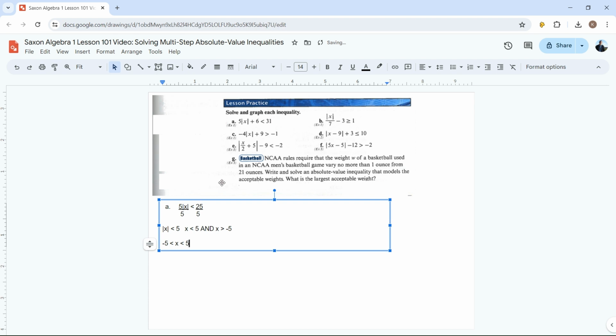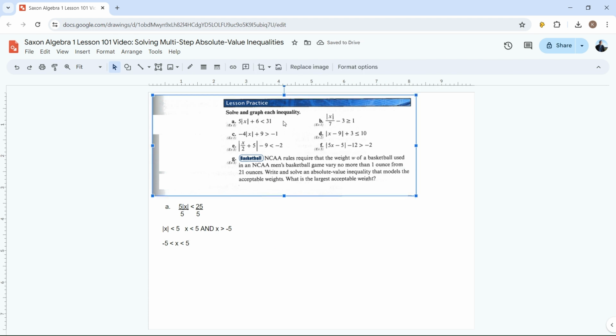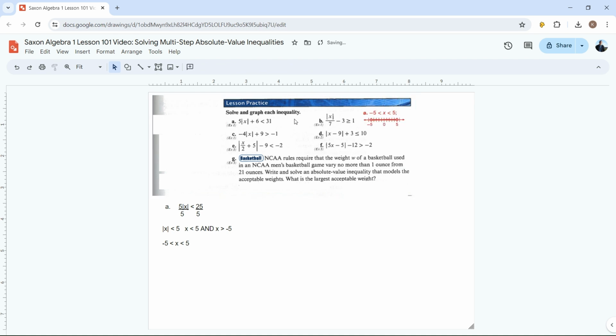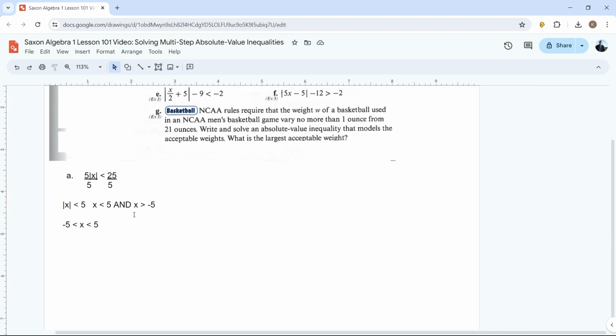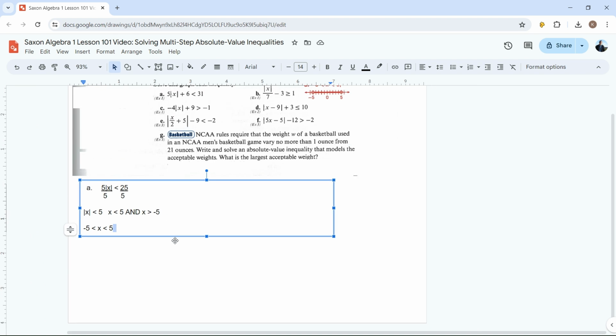All right, let's make sure we did this one correctly. So letter A, there we go. Negative 5 is less than x is less than 5. Notice that when I graph it, I have an open circle at negative 5 and at 5, and I shade in between. That is the absolute value inequality. Let's move on to letter B.